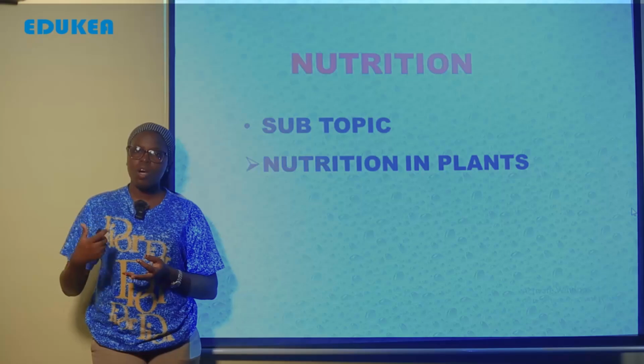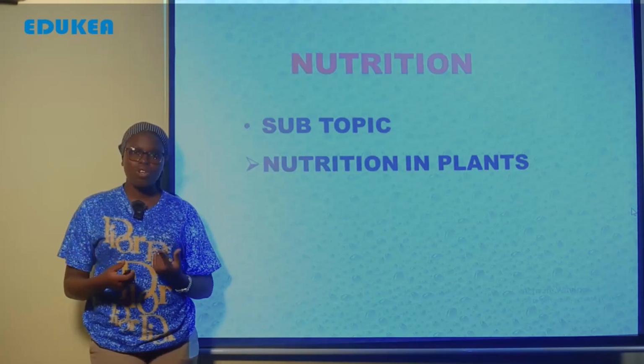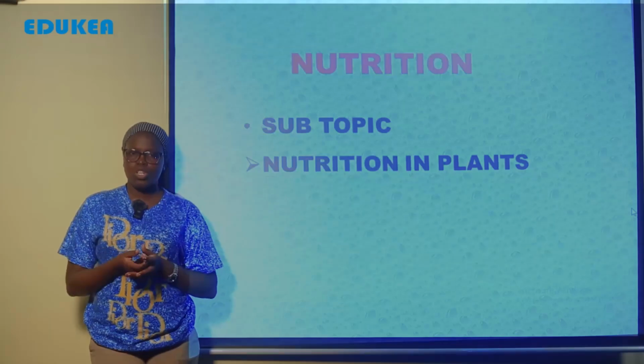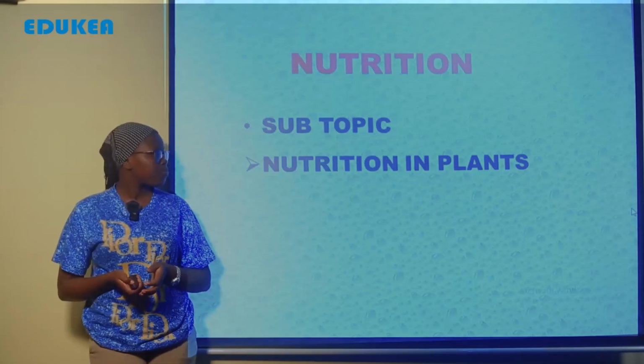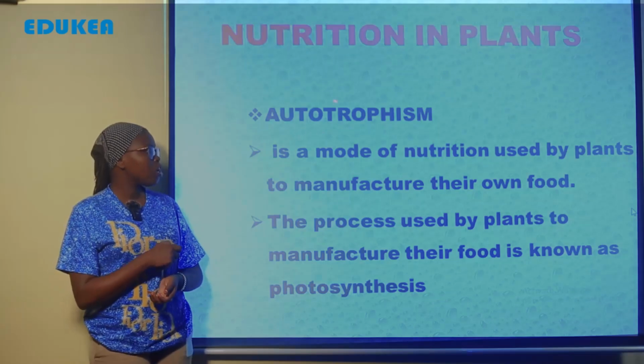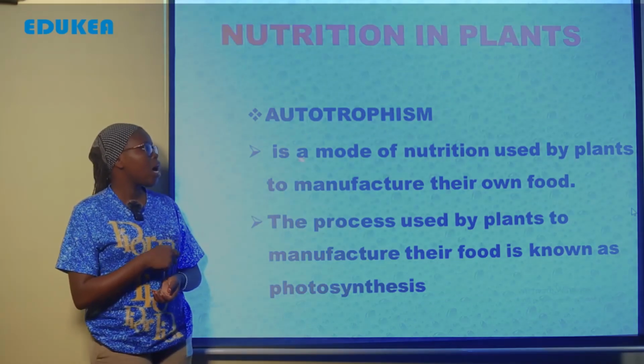We will see the parts of the plant. Also, we will see the minerals which are essential in the nutrition of plants. Now, on the nutrition of the plant, first of all, we have to be familiar with the term autotrophism.